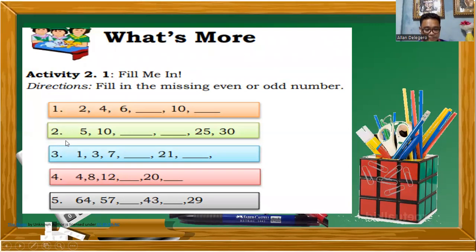Number 2: 5, 10, blank, blank, 25, 30. Number 3: 1, 3, 7, blank, 21, blank. Number 4: 4, 8, 12, blank, 20, blank. Number 5: 64, 57, blank, 43, blank, 29.